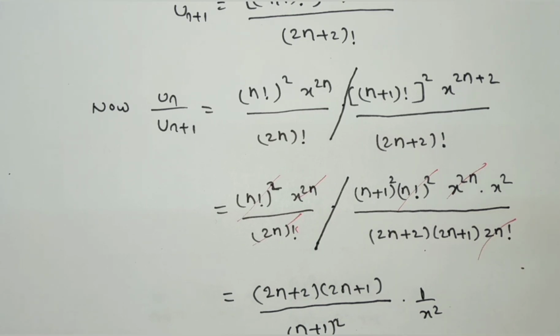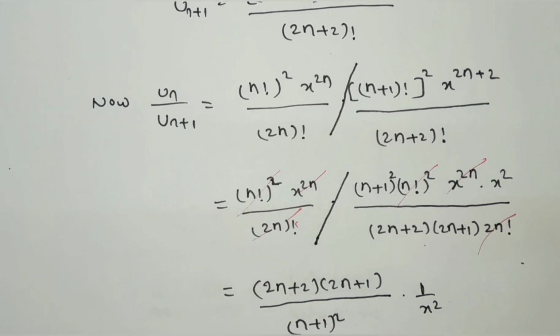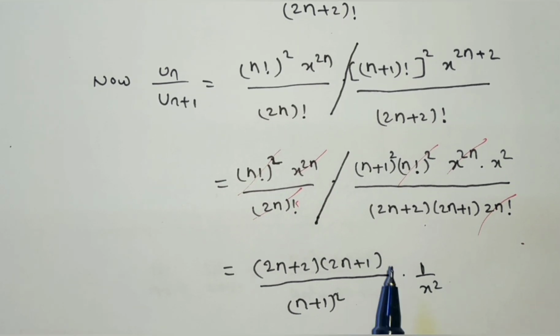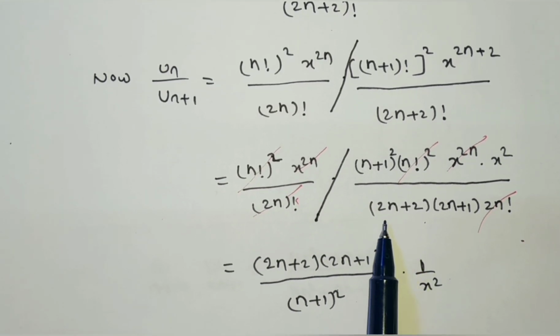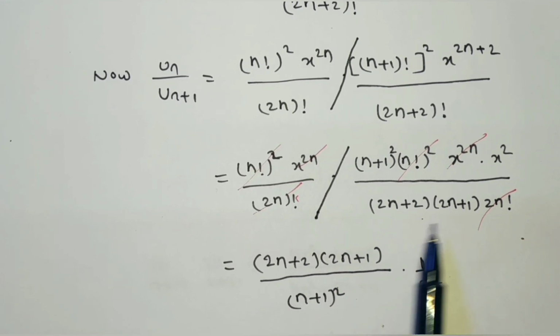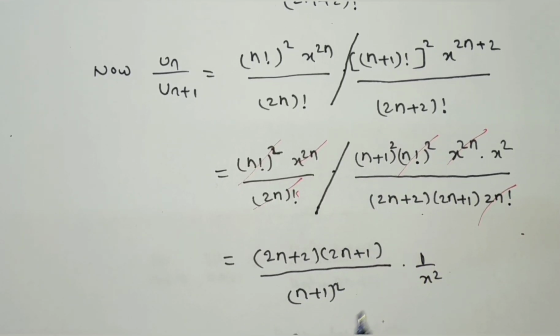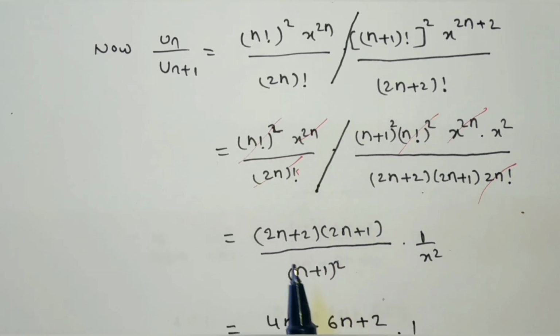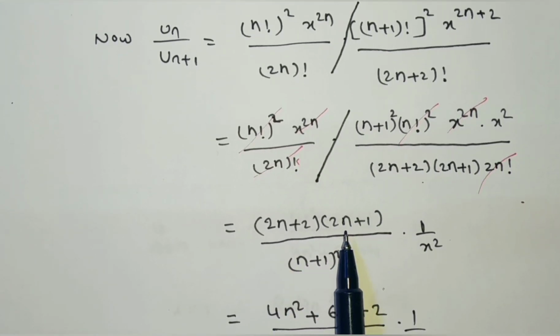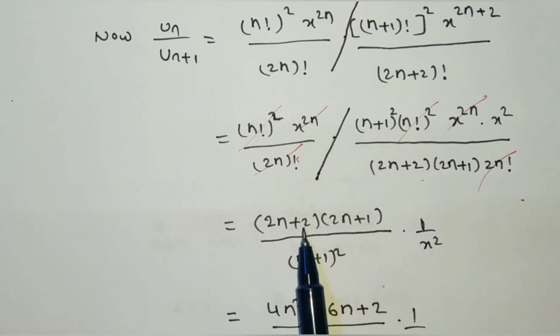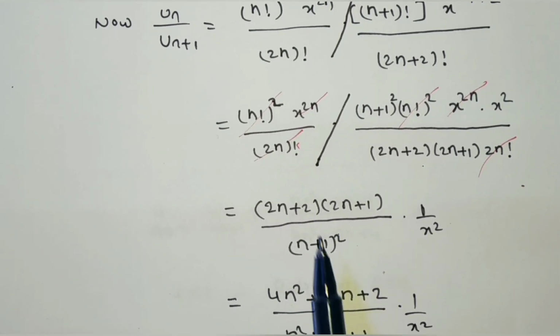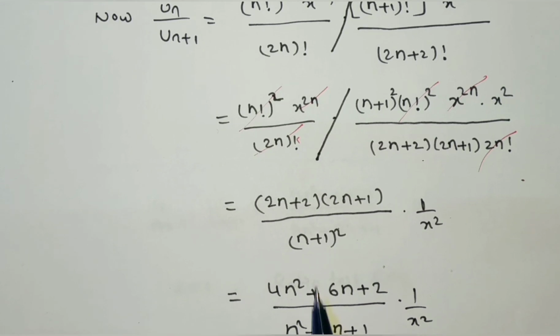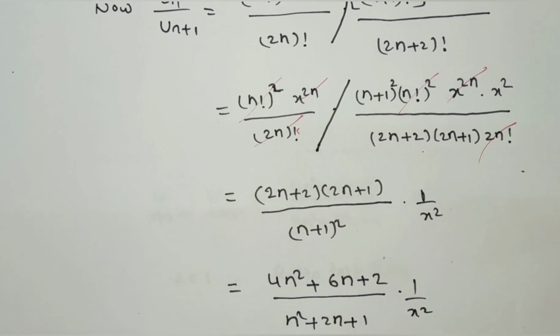And the remaining terms: instead of 1 by, I am writing the reciprocal, so the denominator becomes the numerator. That is 2n plus 2 into 2n plus 1 by n plus 1 whole square into 1 by x square. Now multiply. Here you will have 2n into 2n is 4n square, plus 2n into 1 plus 2n is 6n, plus 2 into 1 is 2, divided by n plus 1 whole square, which is n square plus 2n plus 1, into 1 by x square. This is un by un plus 1.